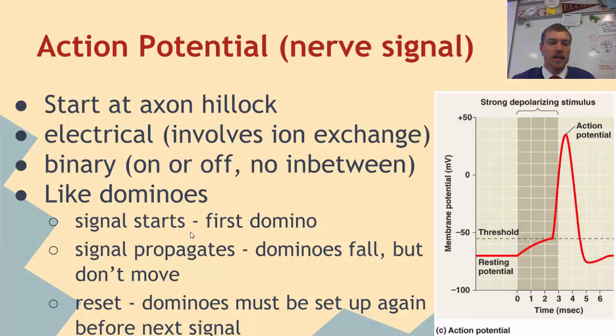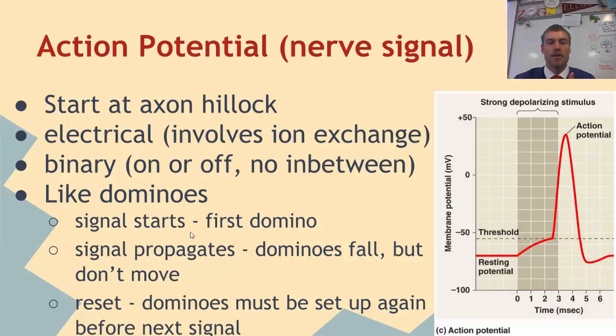So the action potential, again, starts at the axon hillock. It is electrical, although it does involve the ion exchange. It is a binary signal, so it either is on or off. There's no in between. It's either completely on or completely off. And you can kind of think of it being like dominoes. When the signal first starts, it's like the first domino falling over. And then as the signal propagates down the axon, it's like the dominoes are knocking each other over.